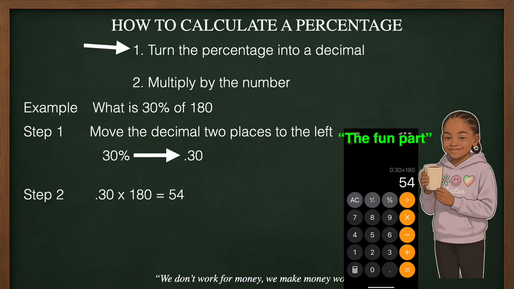Step 2. Multiply that decimal by the number you care about. Here's the example. What is 30% of 180? We turn 30% into 0.30, then multiply. 0.30 times 180 equals 54. We're going to use this exact idea with our lemonade stand.